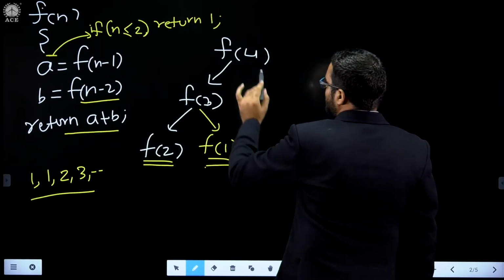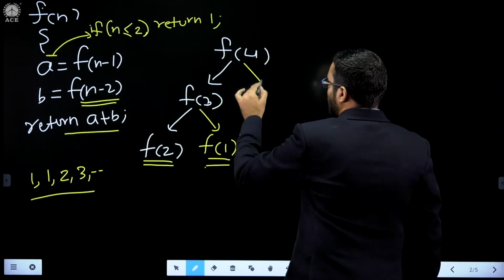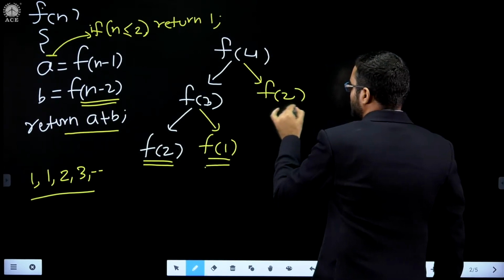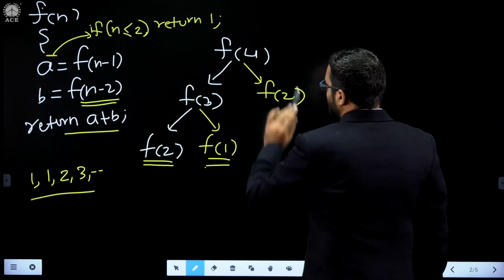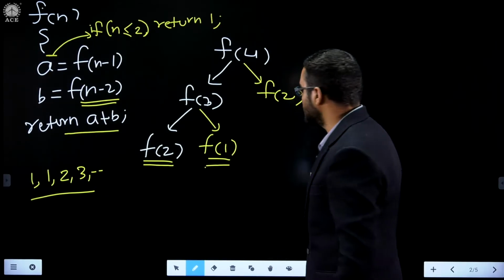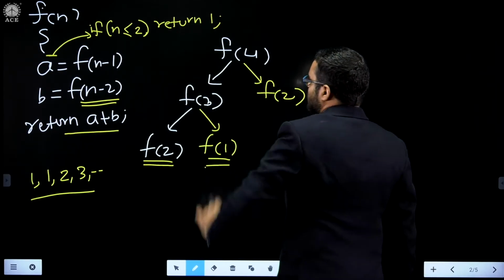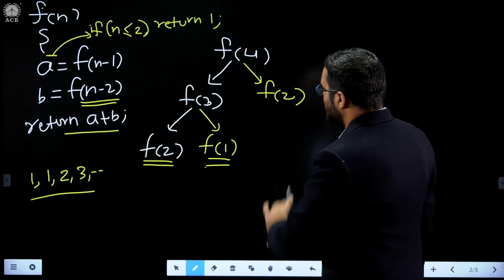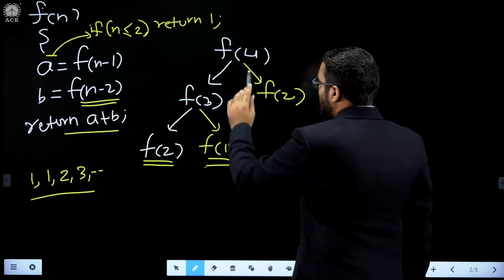Then this f4 will call f2, and this f2 will also return. You can see f4 will call f2 and f2 will return 1. So you can see this is our activation tree for computing f4.